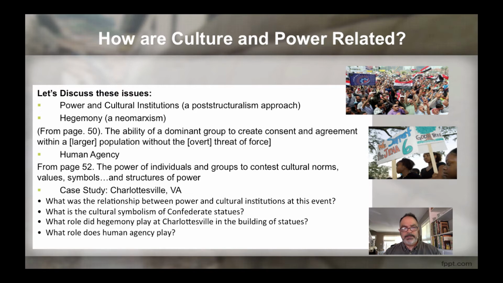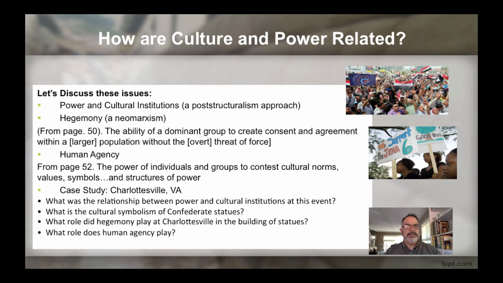Does that sound familiar? Another key concept is human agency. The power, page 52 rather, the power of individuals and groups to contest cultural norms, values, symbols, and structures of power. Does that also sound like something that's going on today?